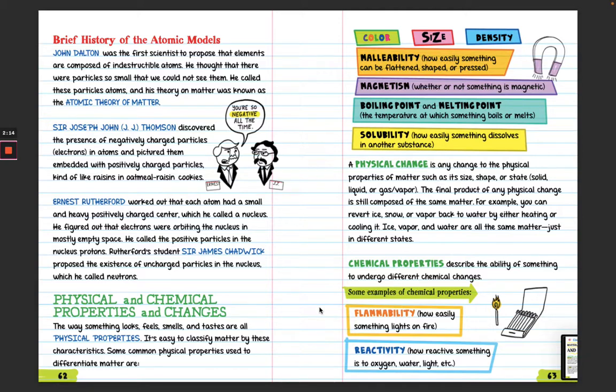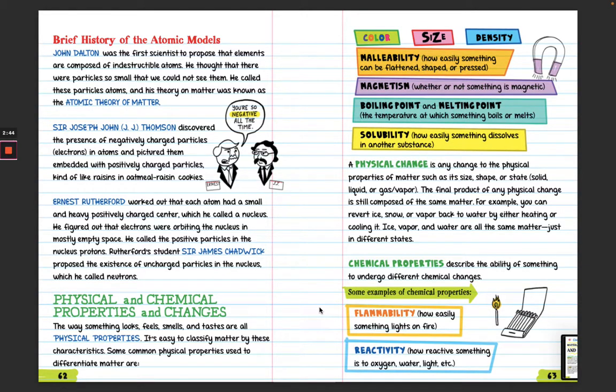Physical and chemical properties and changes. The way something looks, feels, smells, and tastes are all physical properties. It's easy to classify matter by these characteristics. Some common physical properties used to differentiate matter are color, size, density, malleability, which is how easily something can be flattened, shaped, or pressed, magnetism, whether or not something is magnetic, boiling point and melting point, the temperature at which something boils or melts, solubility, how easily something dissolves in another substance.